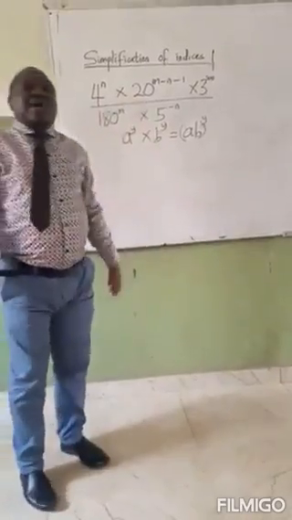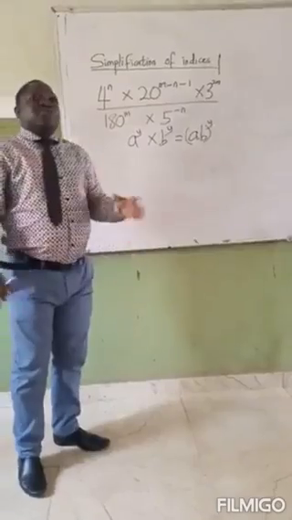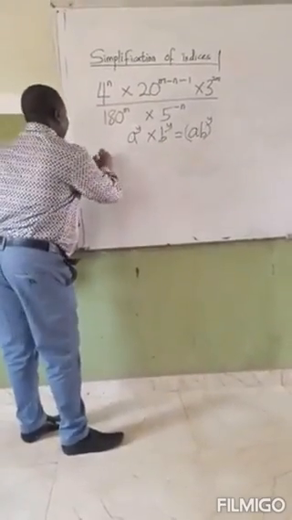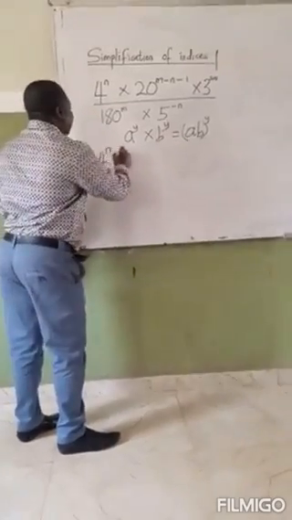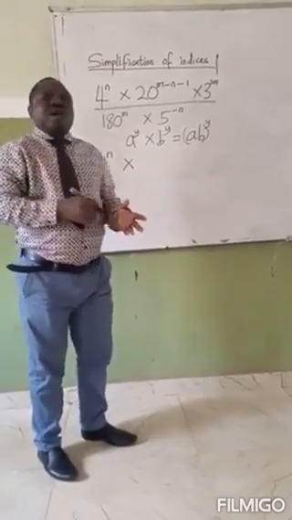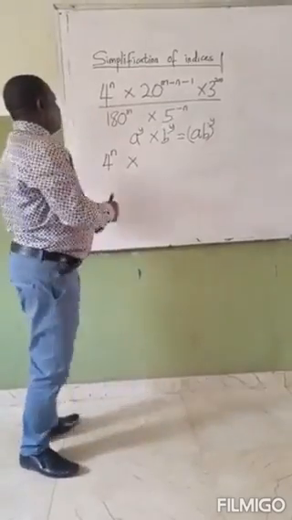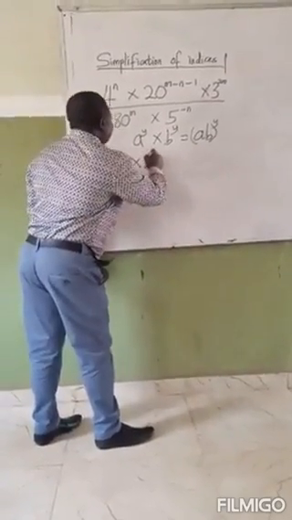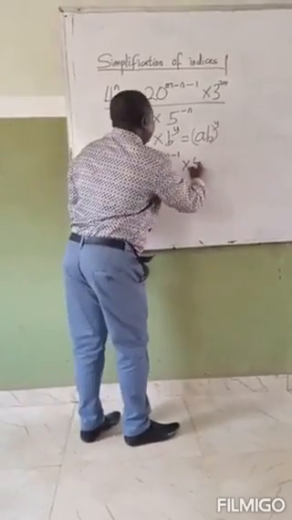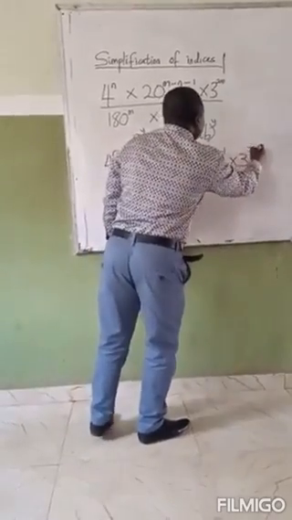None of the bases are the same, so all we need to do is to split them into two parts. Now how do we do that? Let's get it started. You have 4 raised to power n times 20, which can be written as 4 times 5. Why do we choose 4 and 5? Because we have 4 as base here and 5 as base. So that will be 4 raised to power n minus 1 times 5 raised to power n minus 1. Then times 3 raised to power 2n.